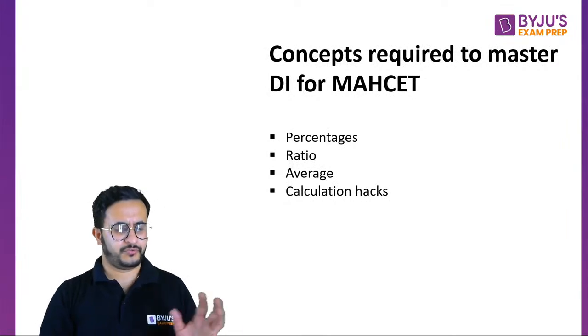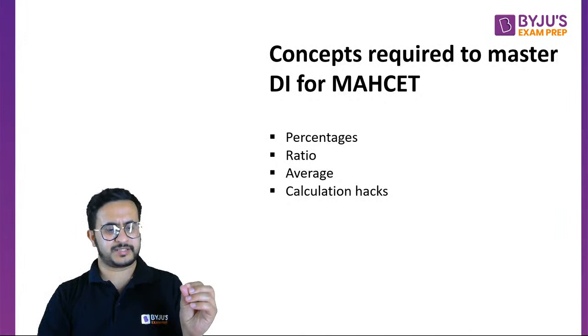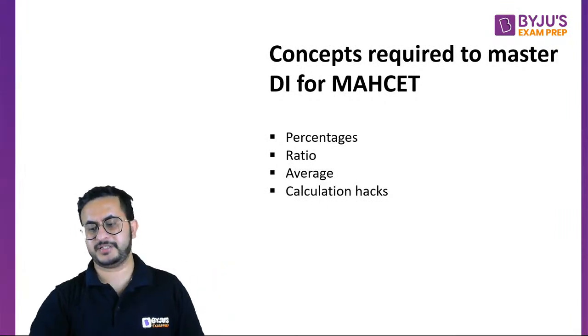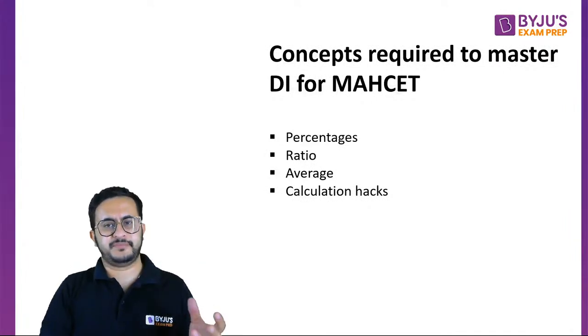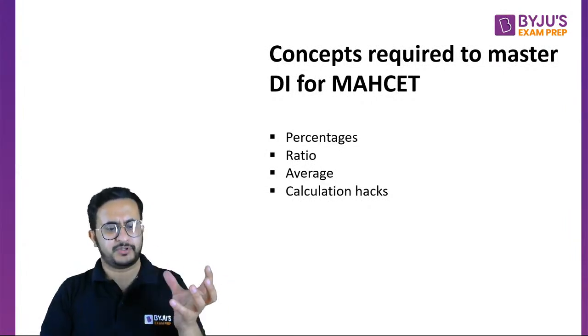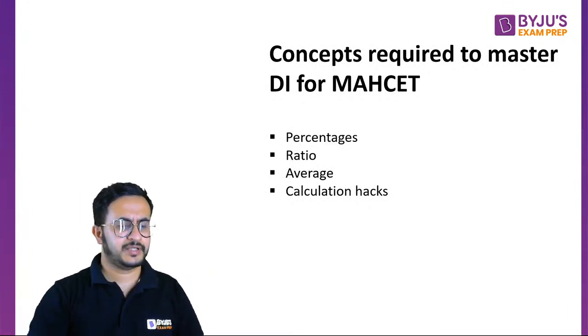Now, in order to do well in data interpretation, what are some of the skills that you need? Maybe your quant is okay, not great. Maybe you are not good with geometry and mensuration. Maybe you are not good with permutation and combination. But there are certain things that you have to be good at for DI.